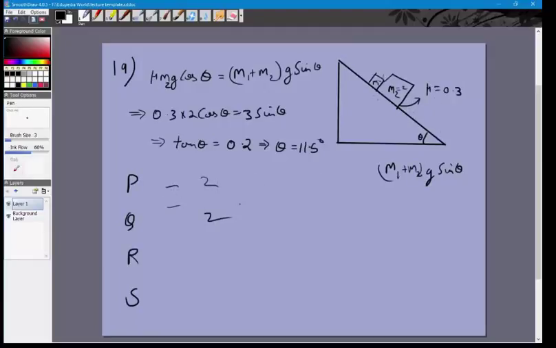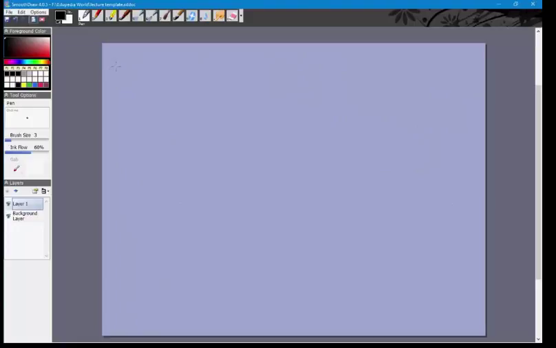For R and S, when there is slipping, friction will just be mu N, even if that can't cover (M1 plus M2) g sin theta. So friction will be mu M2 g cos theta, which is option 3. So P and Q get option 2, R and S get option 3, which means the answer is D. Let's do the final question of this physics paper.